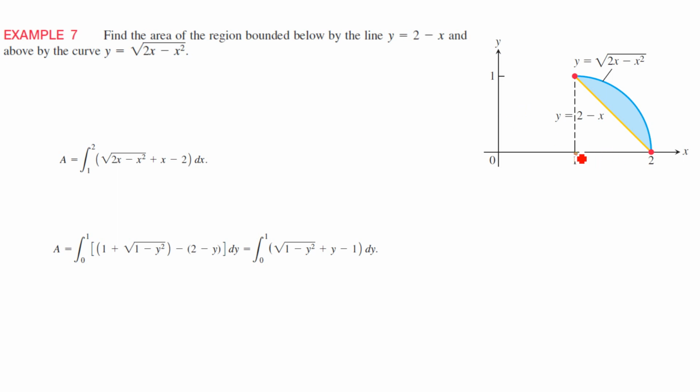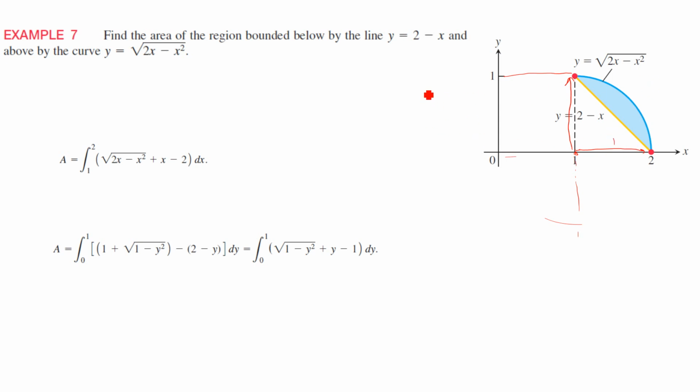This length is 1, and here y is equal to 1, so this length is also equal to 1, and this curve is a circular arc with radius 1. Actually this is a quarter circle, right? To complete the circle, you have to extend it like this. So this is the fourth part of the circle, with radius 1.